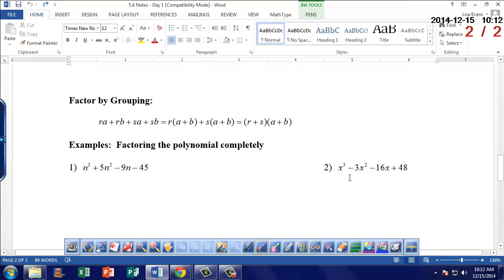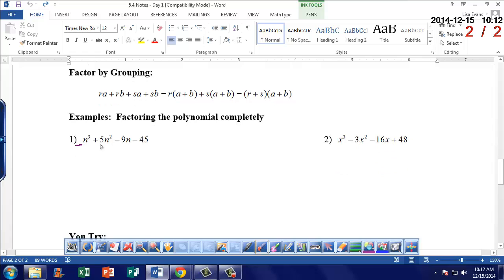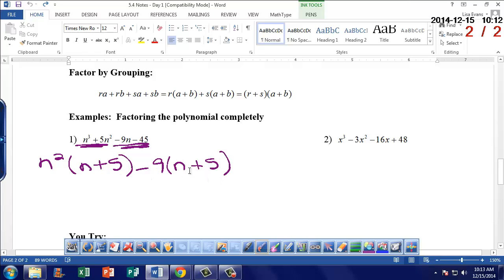Okay, factoring by grouping. Now everybody's good with factoring by grouping because we do this when we do the long AC method. We have 4 terms and we're just going to say, what can I factor out of the first 2 terms? That would be an n squared. What am I left with? An n plus 5. What can I factor out of these 2 terms? A negative 9. Now if you only factored out a positive 9, you would get stuck right away because these parentheses would not be the same, and they need to be.